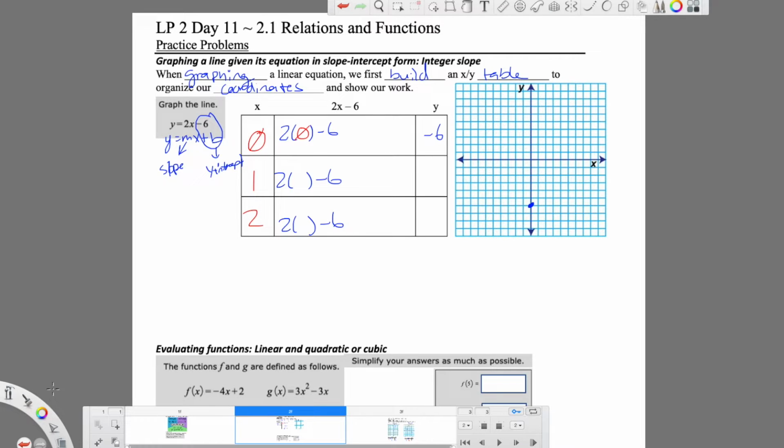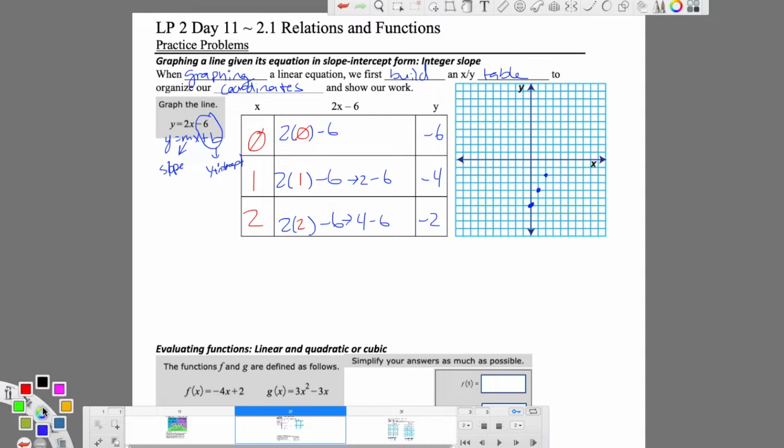All right, so for the next point, I can plug in the 1 here. 2 times 1 is 2. So I'd have 2, oops, not plus, I almost said plus 6, minus 6. So I'd end up with negative 4. So my next coordinate would be 1, negative 4. So I go over 1 and then go down 1, 2, 3, 4. And there's my point. So my last one I chose here was 2. 2 times 2 is 4. Minus 6. So 4 minus 6 is negative 2. So I'd go 1, 2, 1, 2. And I can see that's a nice straight line.